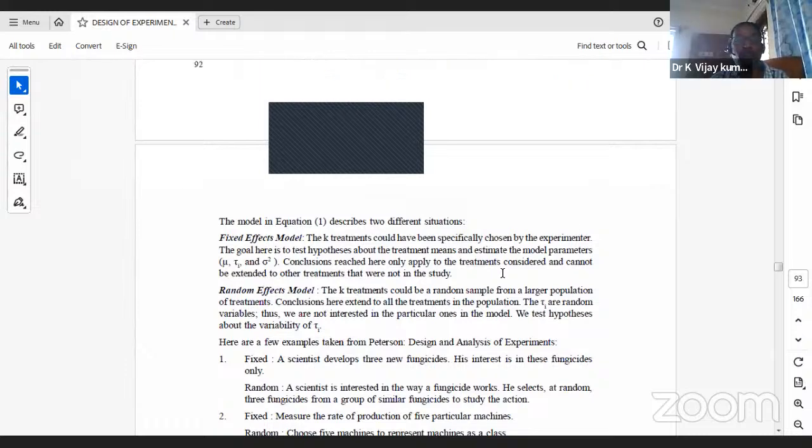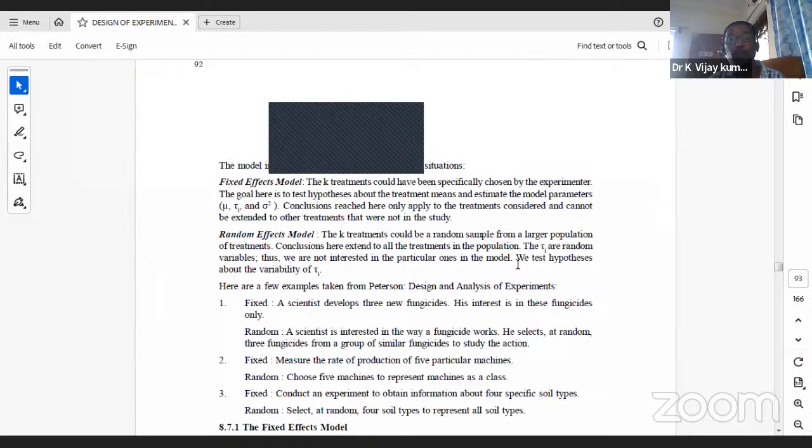And the next one, random effects model. The k treatments could be a random sample from a larger population of treatments. Conclusions here are extended to all the treatments in the population. The Ti are random variables, thus we are not interested in the particular ones in the model, but in the hypothesis about the variability of Ti.